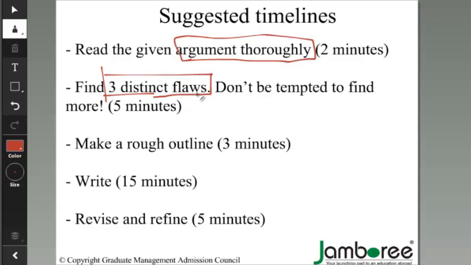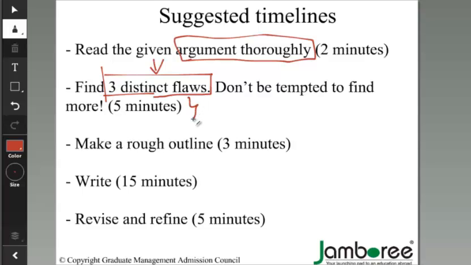Now students tend to go overboard while reading the argument, and they try to find as many flaws as possible. I would think that that's a waste of time. Try to find 3 distinct flaws, and don't be tempted to find more. You just need something to write the essay. You are not going to get points for finding all the possible flaws or as many flaws as possible, right? You have to finish the essay.